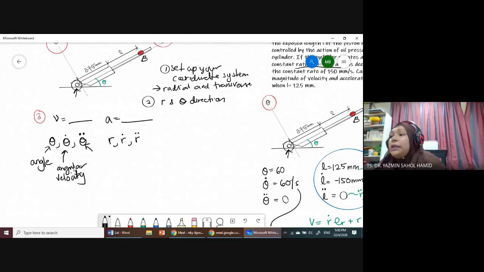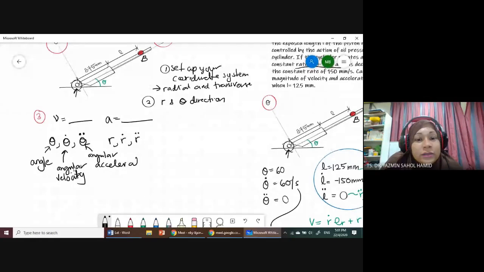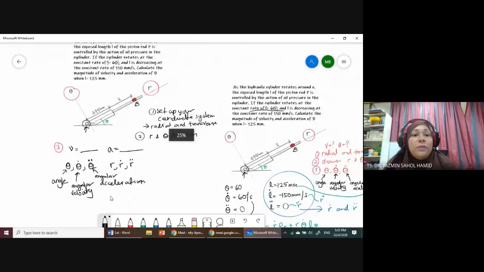Theta double dot is the angular acceleration, the second derivative of theta. Similarly with r, we have r, then r dot, and then r double dot. Now, let's write down what information we have based on this question.